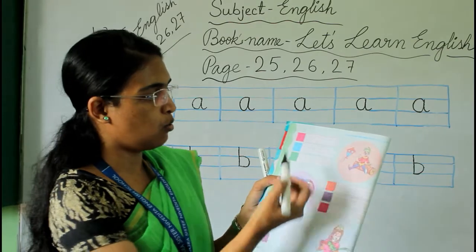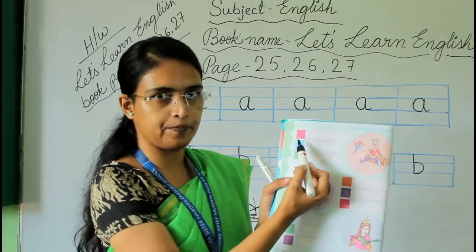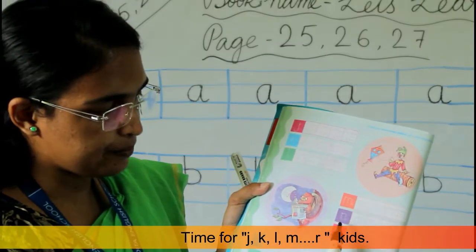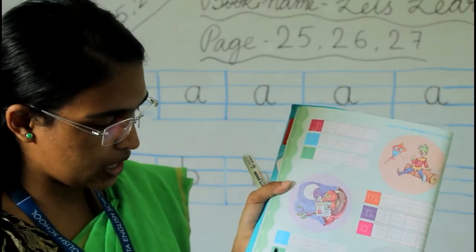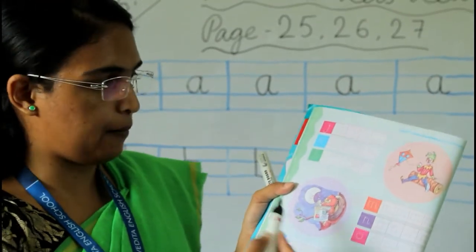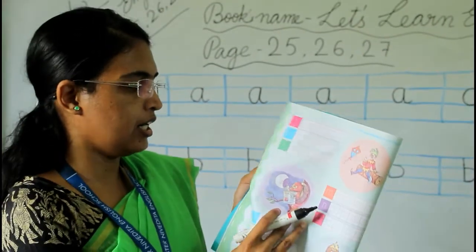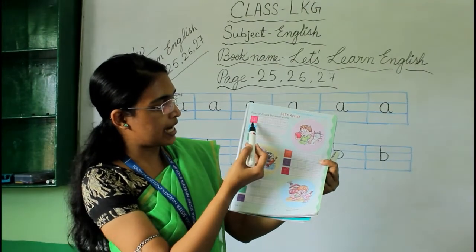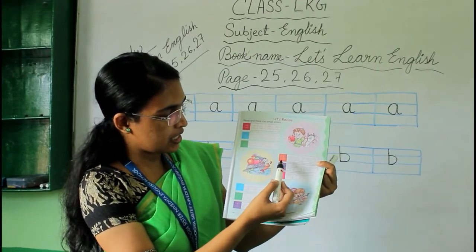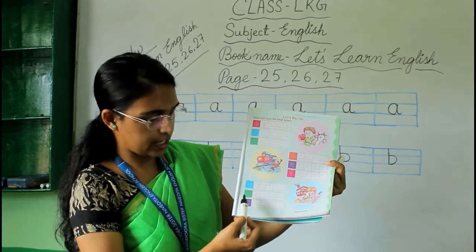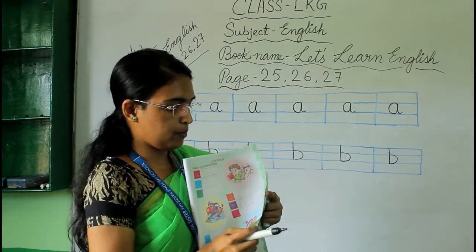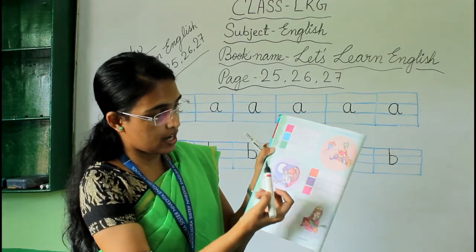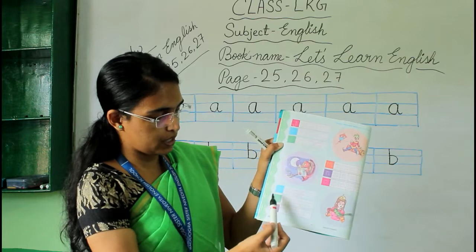Now look here. What is in here? J, K, L, M, N, O, P, Q, R. Up to R. From J to R. On the first page, we have learned about A, B, C, D, E, F, G, H, I. And on the second page, what will we learn? About J, K, L, M, N, O, P, Q, R.